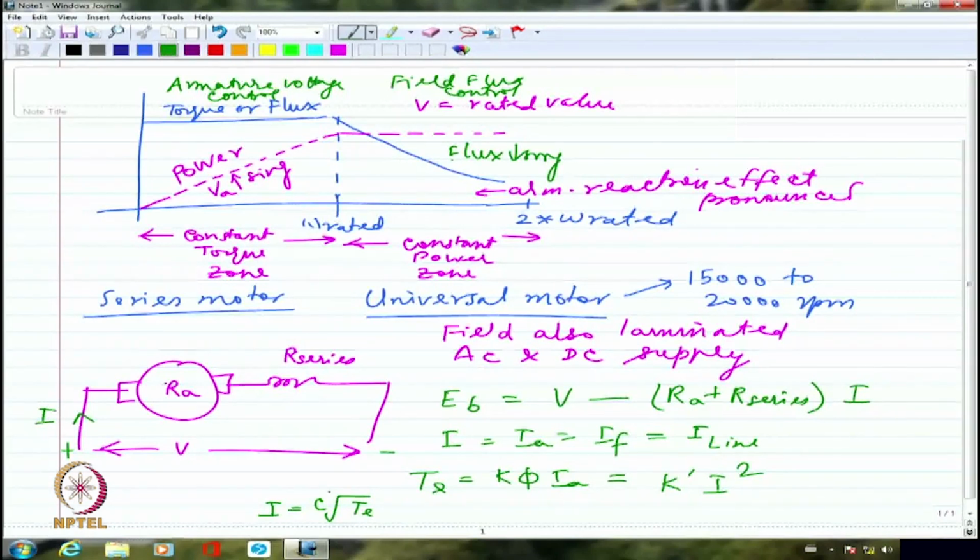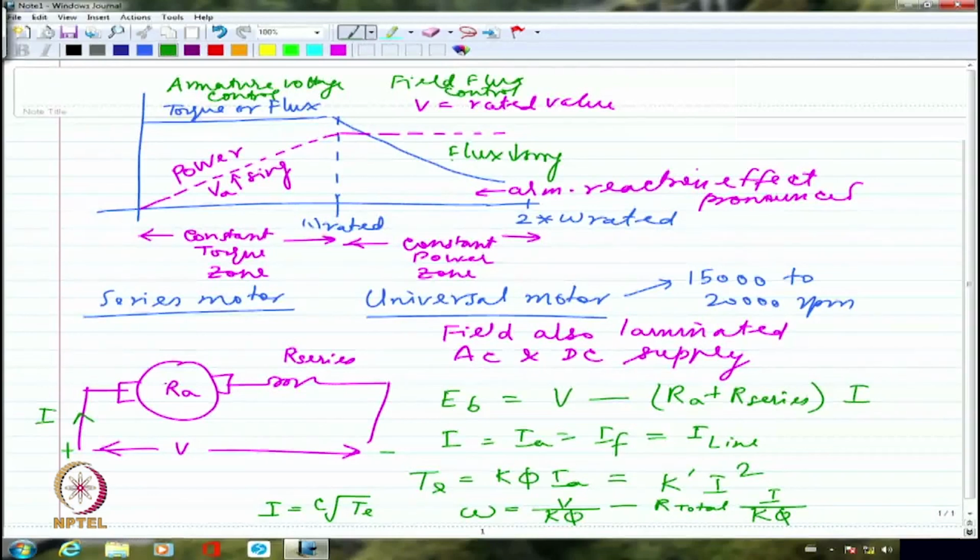So, let us try to now write the torque speed equation for this. EB is K phi omega. So, I can write this as omega equals V by K phi minus whatever is this R, let me say this is R total, multiplied by I divided by K phi.